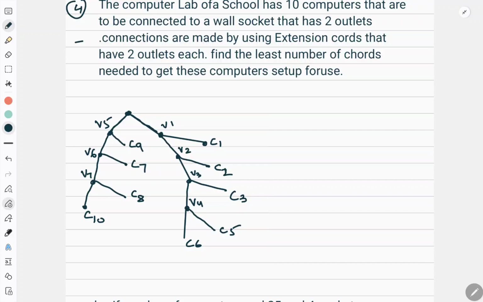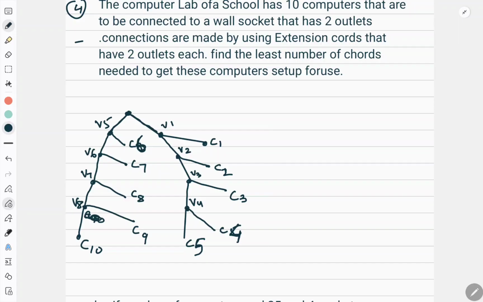Okay, now see here, where is your fourth computer? I have not put the fourth computer, I have put the fifth directly. So I'll put here C4 and this is C5. So this will be your C6, C7, C8 and then C9 and here C10. So this will be V8. So how many extensions did I require? 8 extensions I have required. Right. So graphically I have tried to understand the problem.